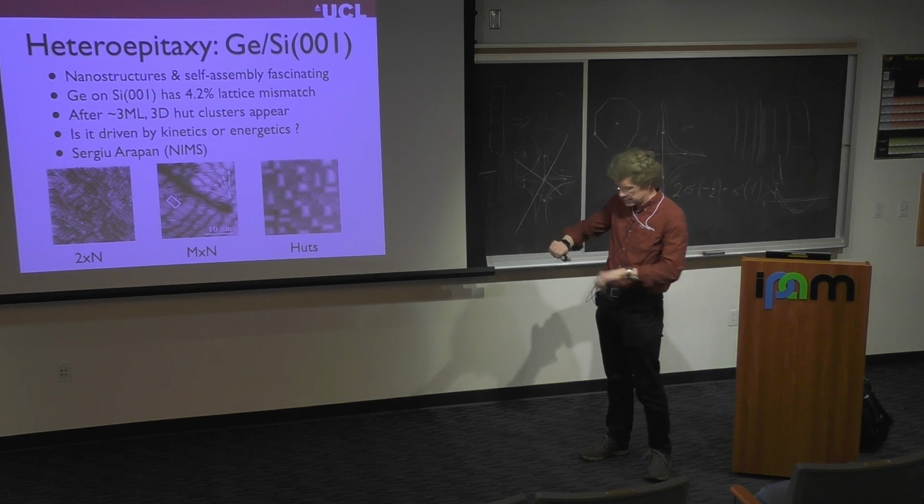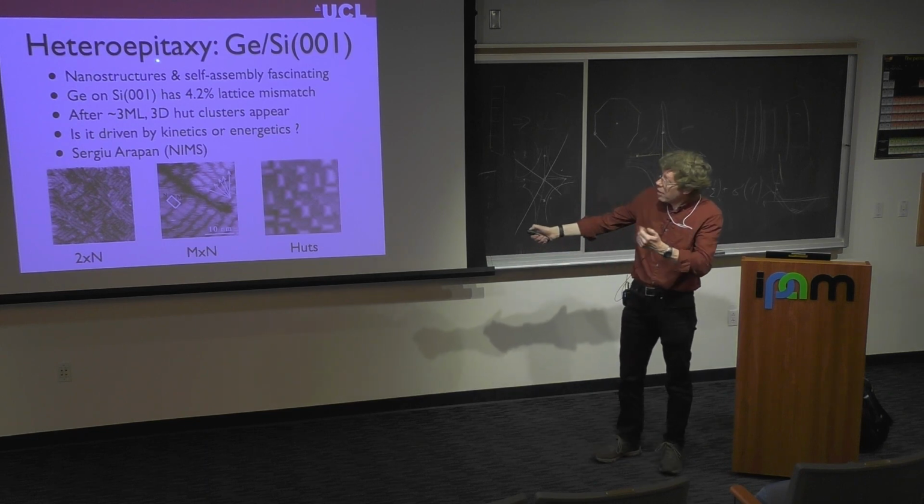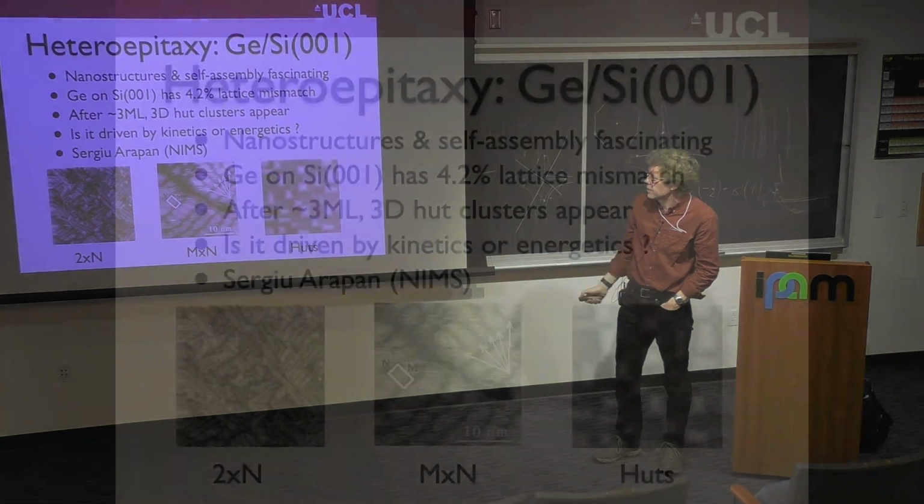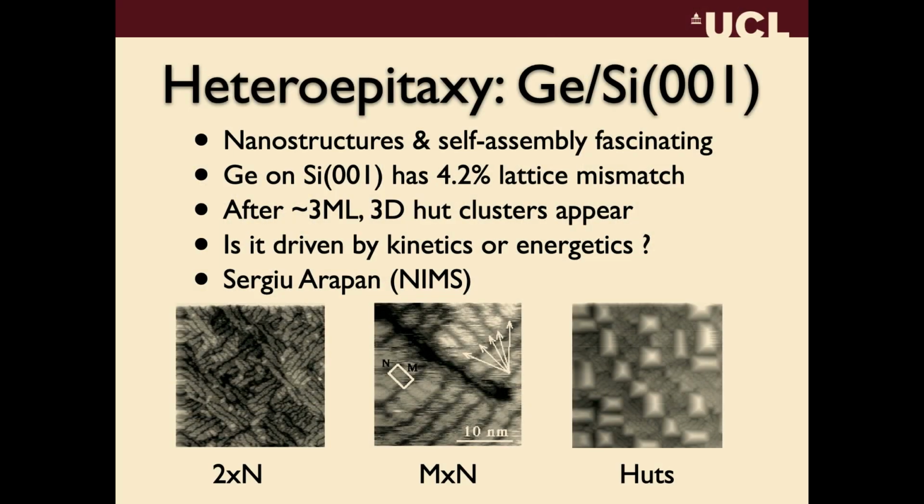Other things that we've looked at include heteroepitaxy, so germanium on silicon. This is something I started during my PhD, and I'm still very interested in. And what you see with germanium is that you put germanium on silicon, there's a 4% lattice mismatch. And so there's a huge strain.